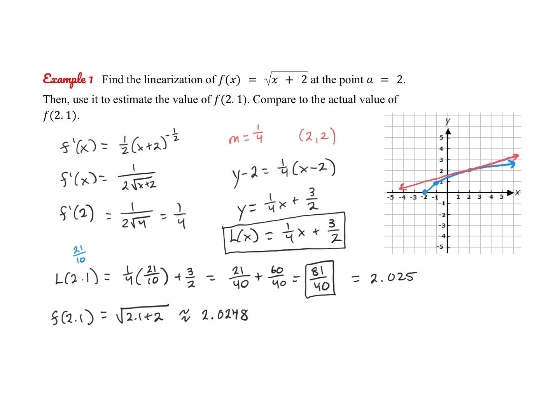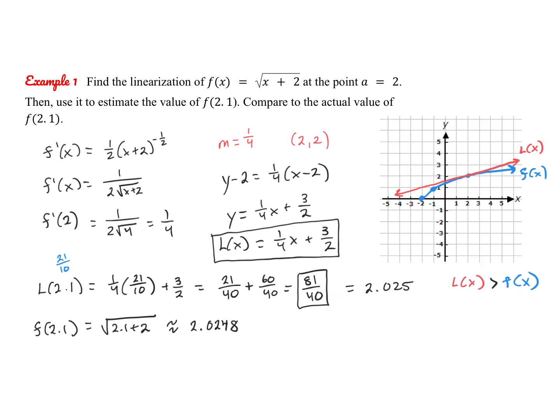You can see that at any given point, L of x is actually going to be greater than f of x, except at the point of intersection where they are equal. So in this case, our linearization is greater than the original function, which is why we have a slight overestimation for our approximation.